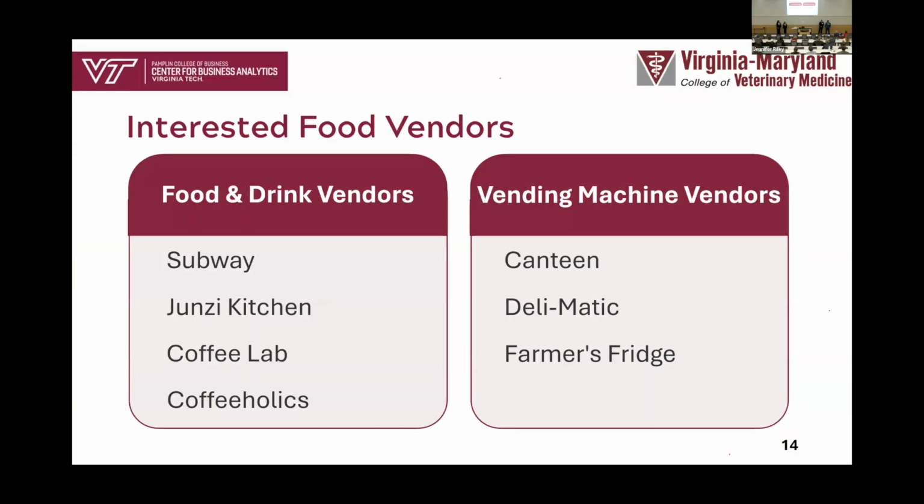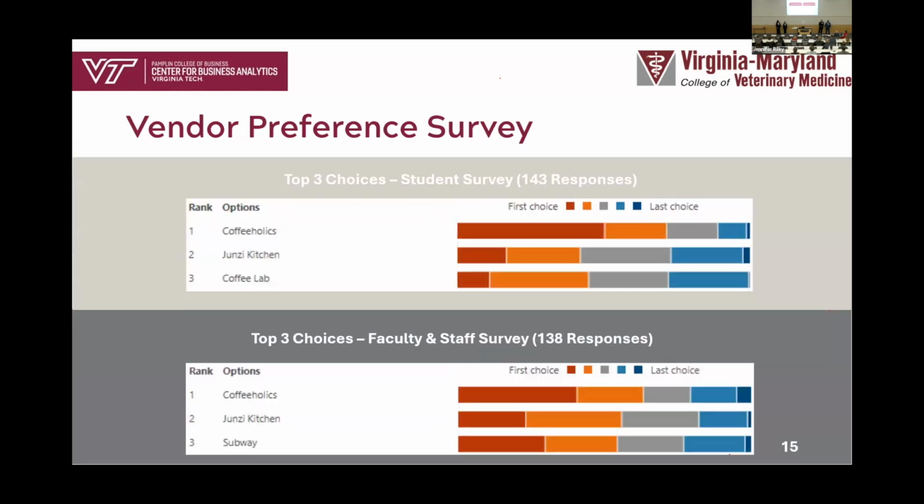Thank you, Ashley. Given our data insights, the team decided to search for food vendors that could potentially replace Space Rabbit. After contacting many different chain and local restaurants, the team narrowed the list down to those that expressed continued interest in the commons area space. For food and drink vendors, we have Subway, Jonesy Kitchen, Coffee Lab, and Coffeeholics. For vending machine companies, we have Canteen, Delimatic, and Farmers Brew.